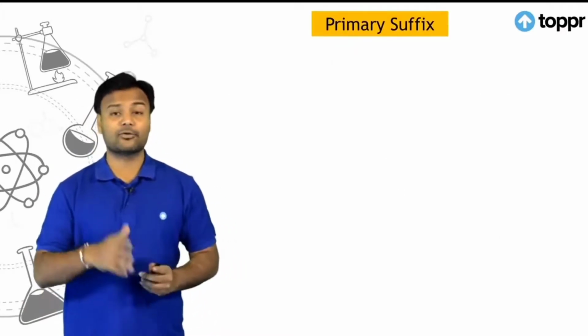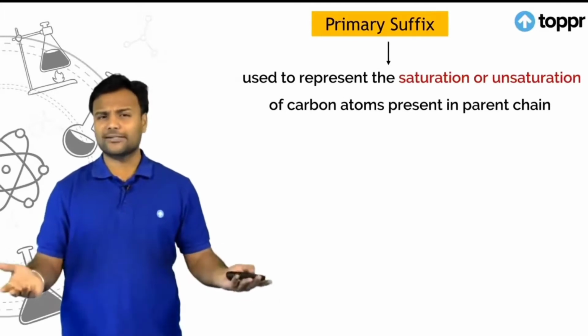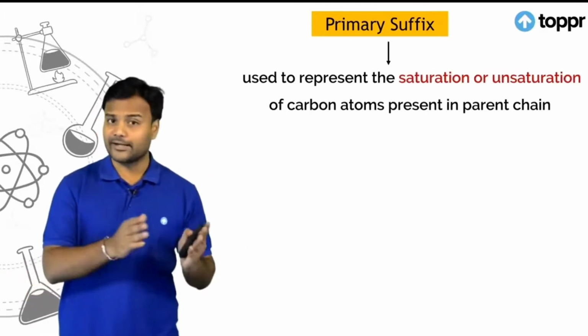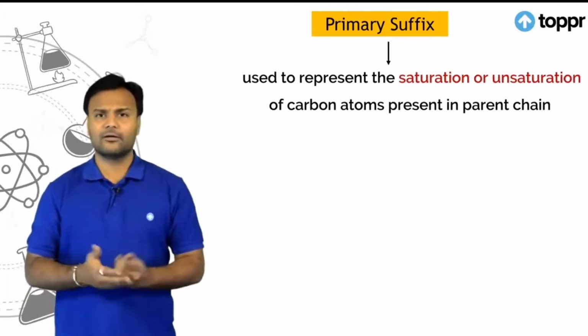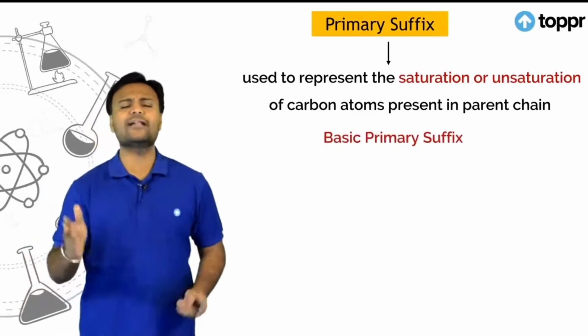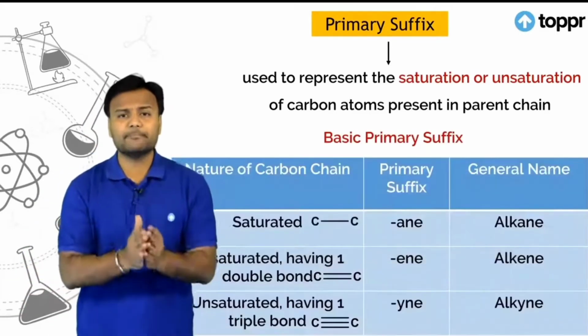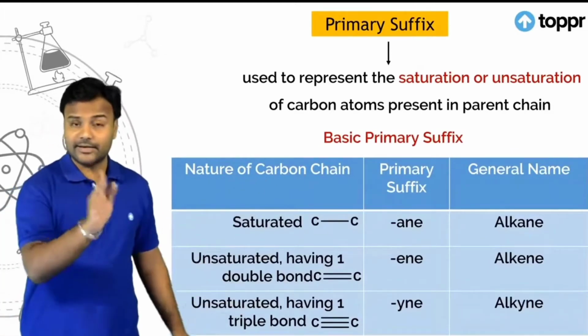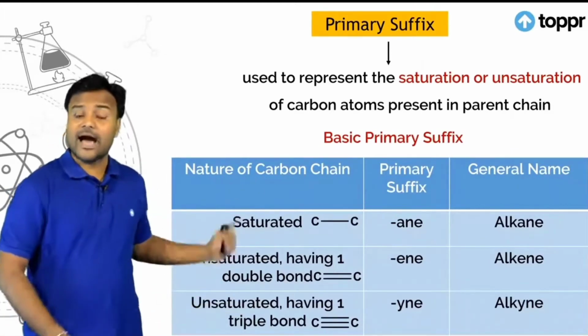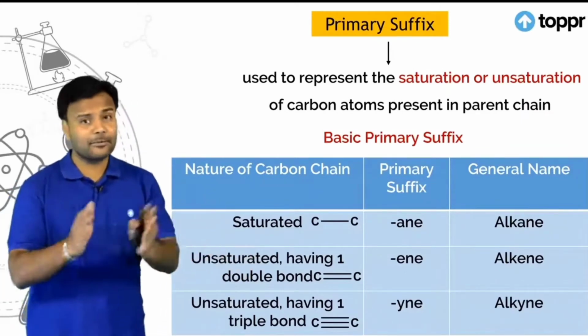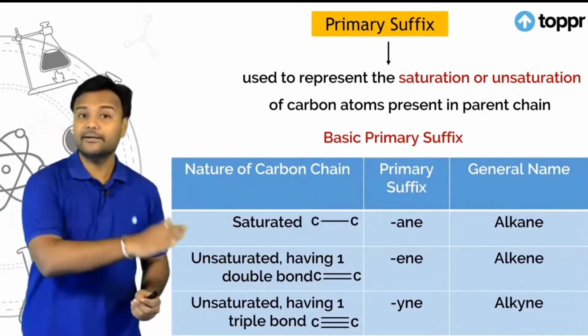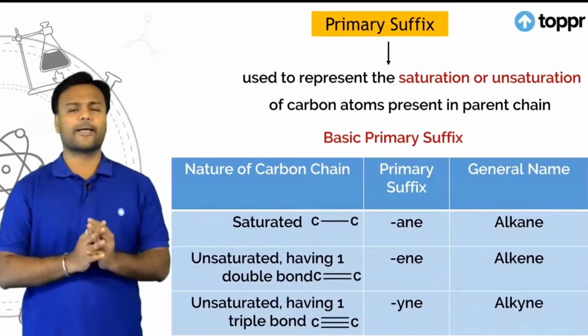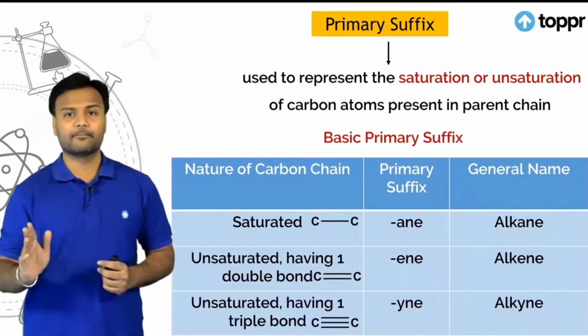Now, we'll study the primary suffix here. As I told you, a primary suffix consists of either a double bond, triple bond or single bond, which is nothing but saturated or unsaturated. So, a basic primary suffix is like this. You can see saturated, that is carbon single bond carbon. Unsaturated can be either carbon double bond carbon or carbon triple bond carbon. Okay, what is the suffix here?